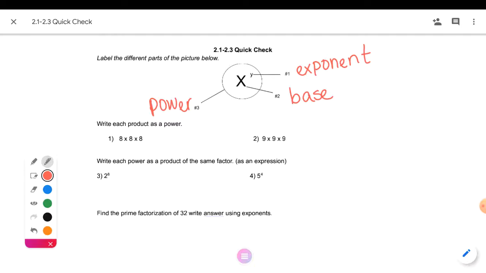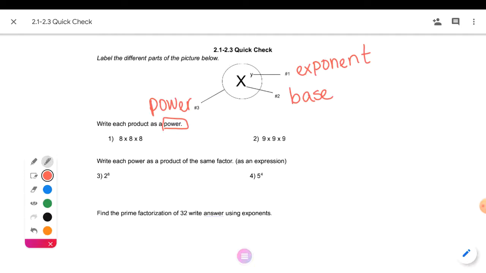The second part says write each product as a power. First, what is a power? What is a power, Finley? A base number with an exponent. Did it ask for the value? No. If on the quiz you give me the value, you will lose points because you're not answering the question that it's asking for. Okay?